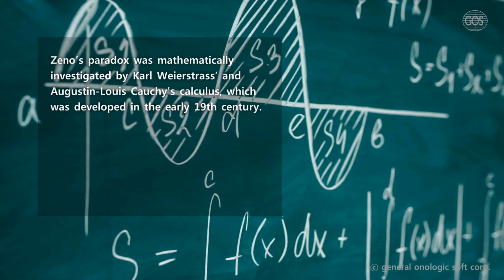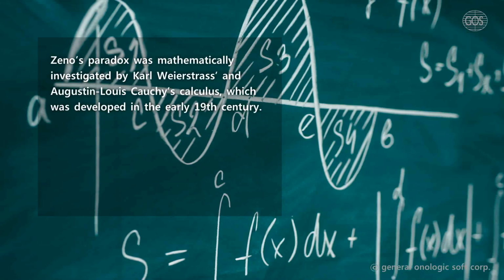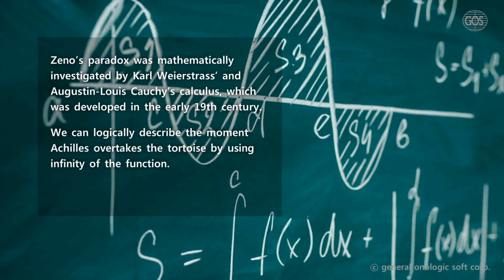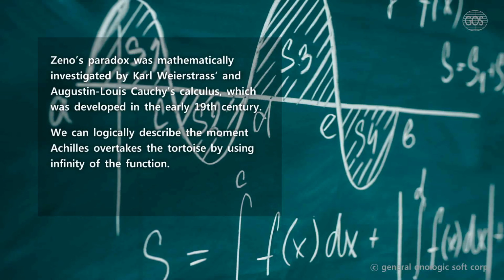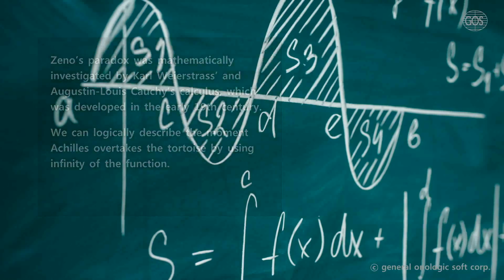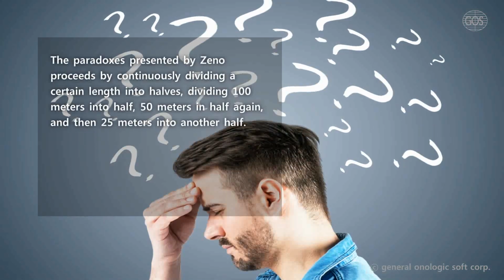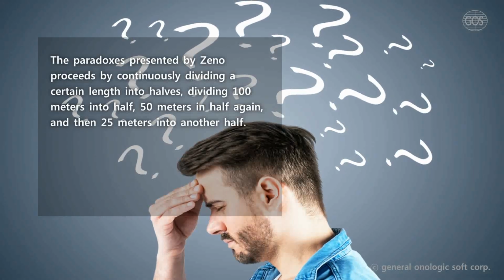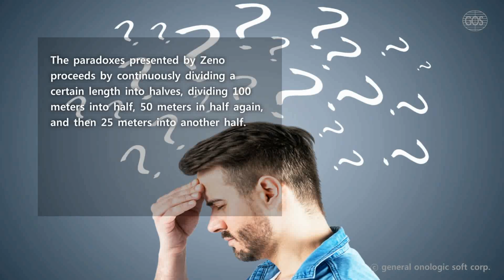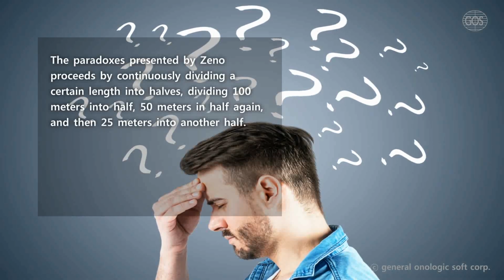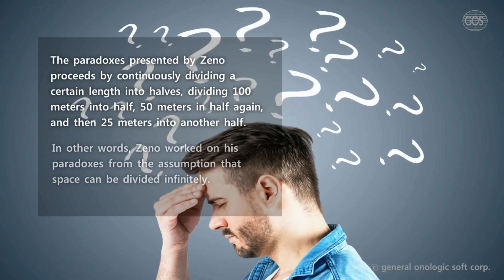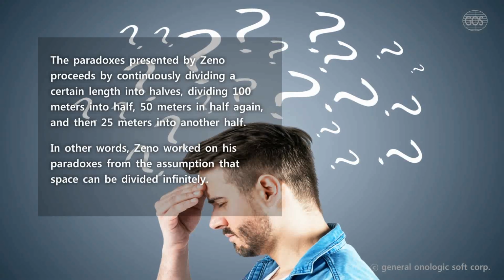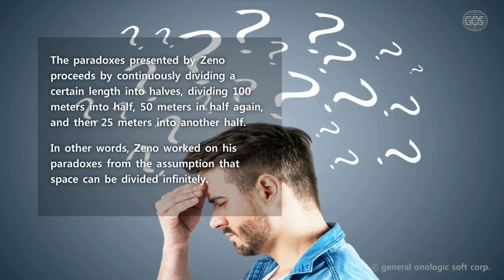Zeno's paradox was mathematically investigated by Carl Weierstrass and Augustin Louis Cauchy's calculus, which was developed in the early 19th century. We can logically describe the moment Achilles overtakes the tortoise by using infinity of the function. The paradox as presented by Zeno proceeds by continuously dividing a certain length into halves, dividing 100 meters into half, 50 meters in half again, and then 25 meters into another half. In other words, Zeno worked on his paradoxes from the assumption that space can be divided infinitely.